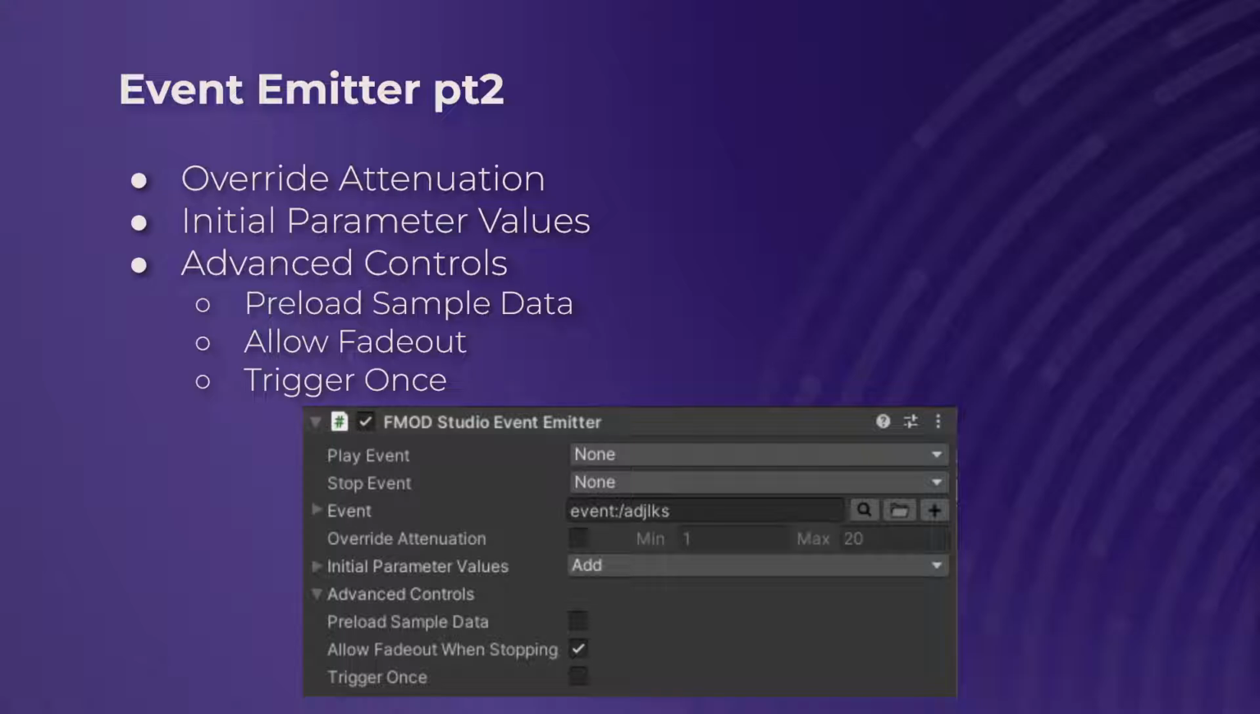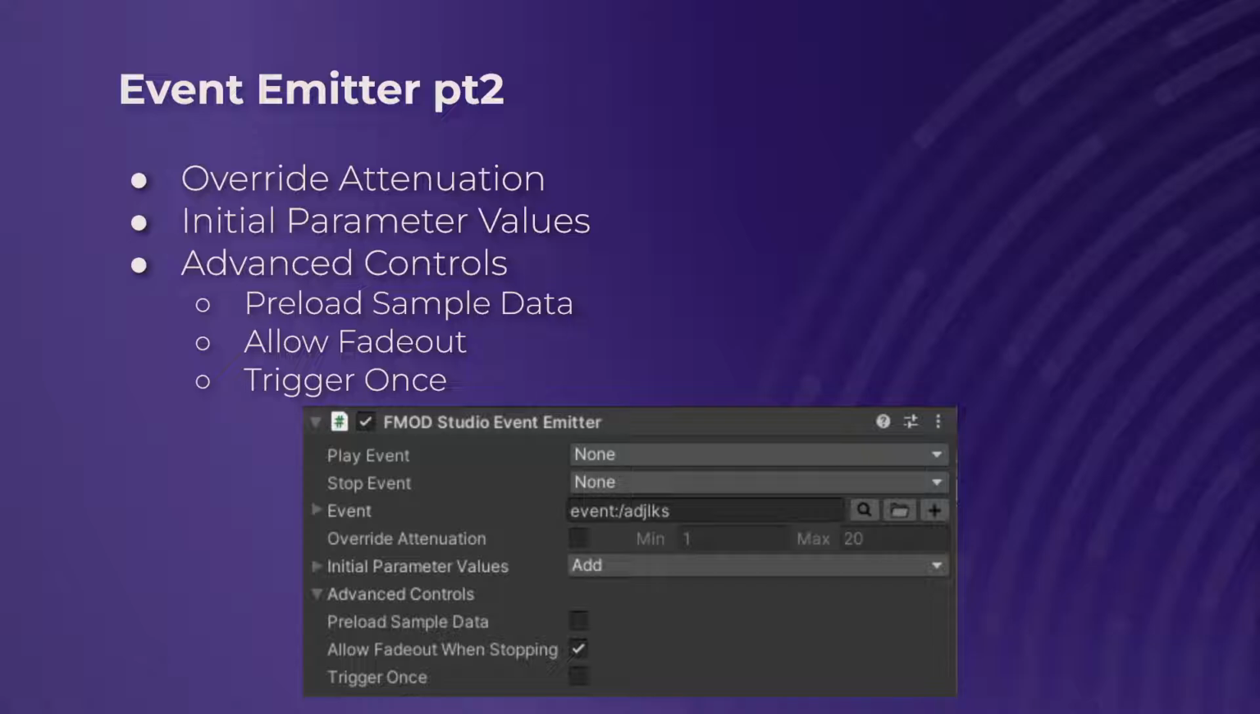Starting off strong though, override attenuation does what you'd expect. It overrides the attenuation of the object, or of the event, and you can change this manually in the scene view as well. Please note that this is only a thing on 3D events. If you put a 2D event object in here and expect to change the attenuation, that won't work, since obviously 2D events have no attenuation. They're not in the world space. So yeah, just keep that in mind. If it's not working, it's probably because there's no spatializer on the event in FMOD.